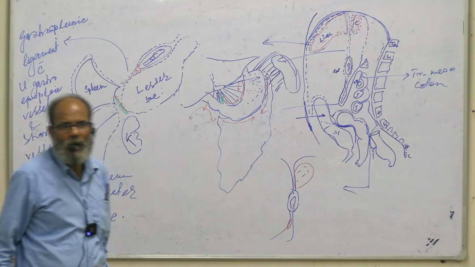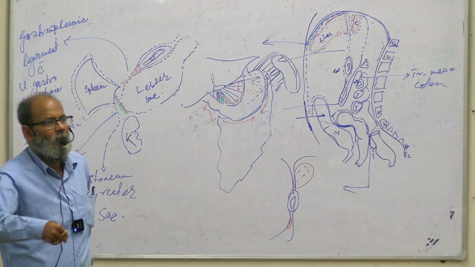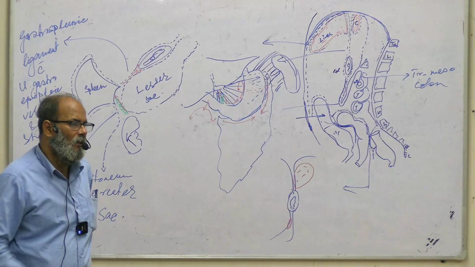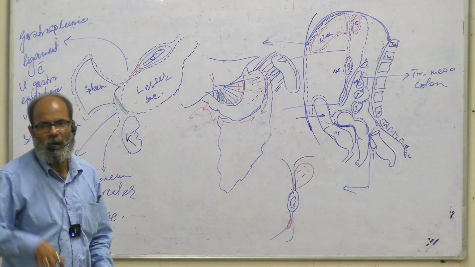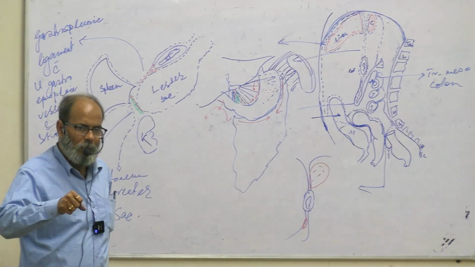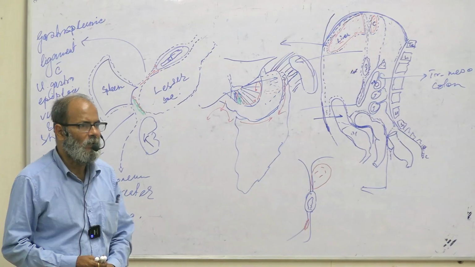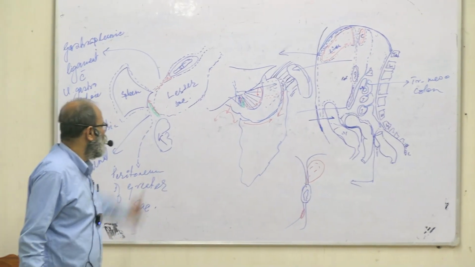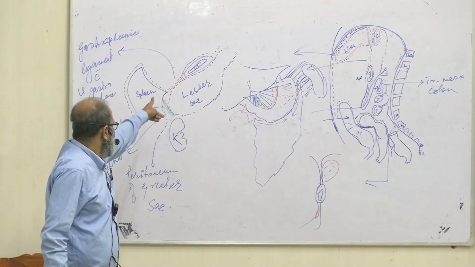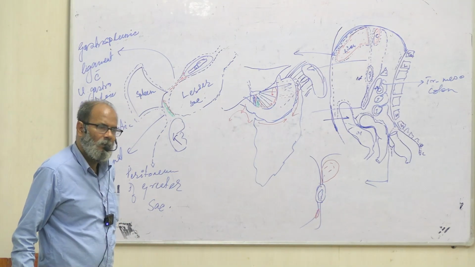I am very fond of asking a question in the examination. What makes the splenic pedicle? What structures are included in the splenic pedicle and what structure is excluded while you remove a spleen? I am very fond of asking this question. So you can see this, that is the gastrosplenic ligament and the lienorenal ligament.